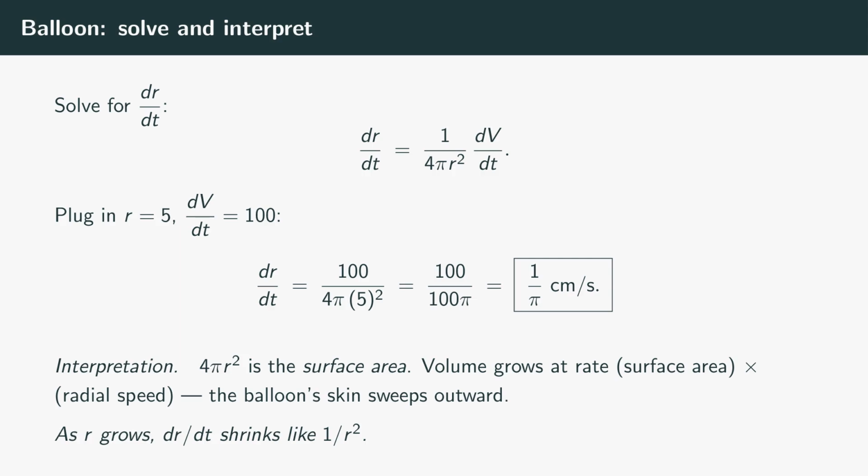Step 4 and 5. Plug in and solve. Isolate the derivative of r with respect to t. It's the derivative of v with respect to t divided by 4 pi r squared. Substitute the numbers at the instant of interest. The derivative of v with respect to t is 100, r is 5.